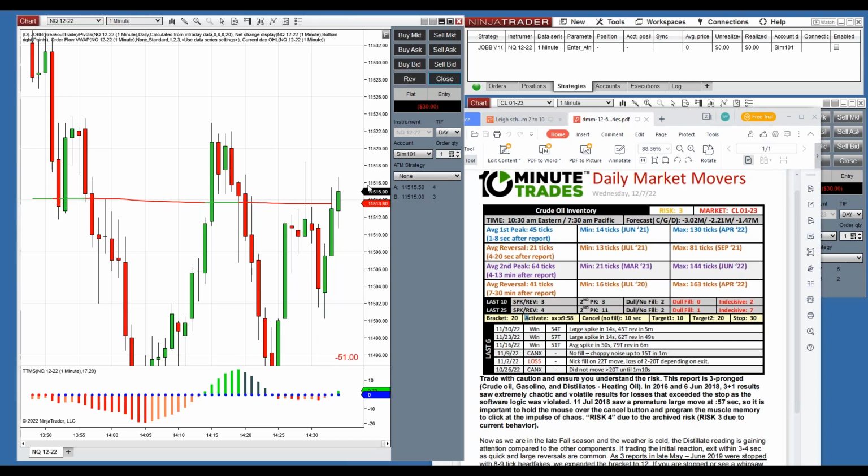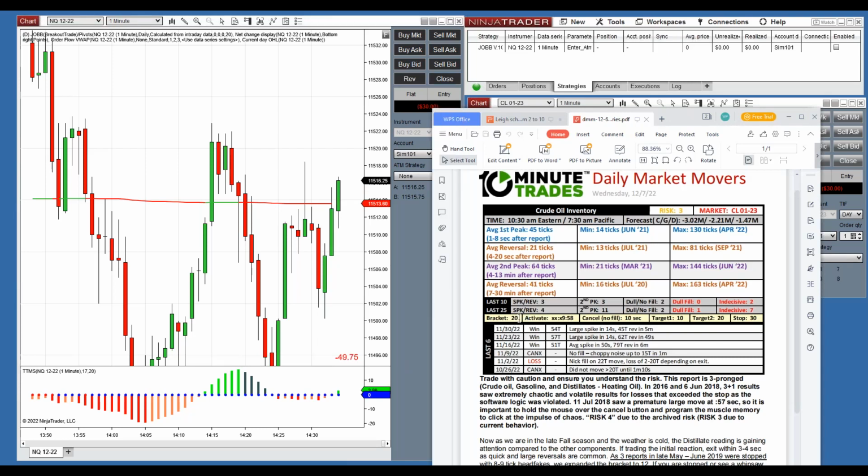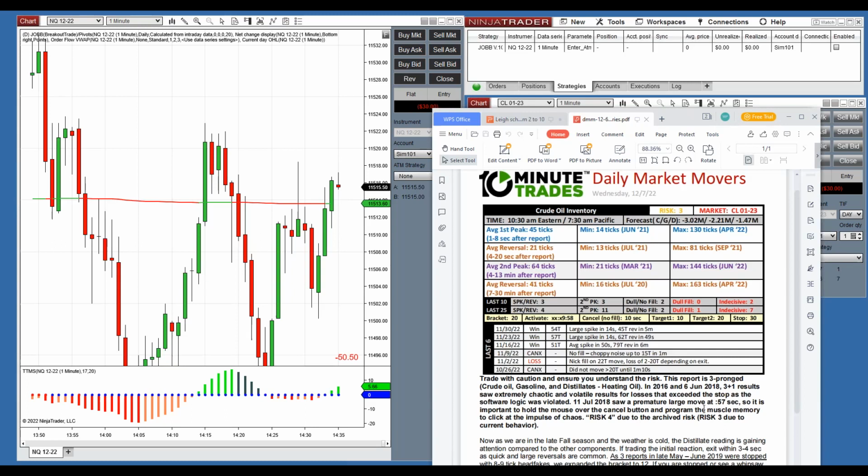Now, here's something to understand. Don't forget, if you increase your bracket, so let's say I increase my bracket to 25, also increase your stop the same amount. So if the stop is 30, increase your stop to 35. It's just a good rule of thumb. If you increase your bracket, increase your stop the same amount.